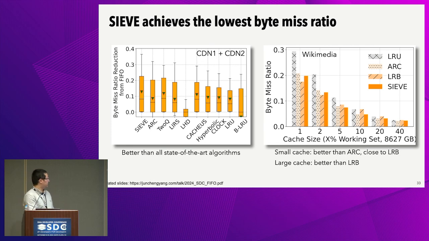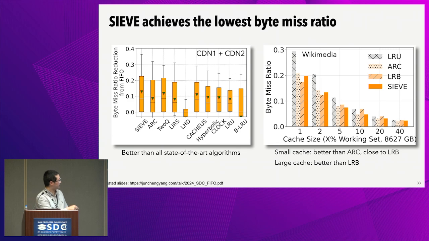So that's byte miss ratio on the left. And we further compared sieve with a new state-of-the-art called LRU. LRU is a machine learning-based eviction algorithm. Because it uses machine learning, it runs very slow. So we can't run it on a few thousand traces because it takes years to run. So we only run it on this wiki trace, which is used in the LRU paper.